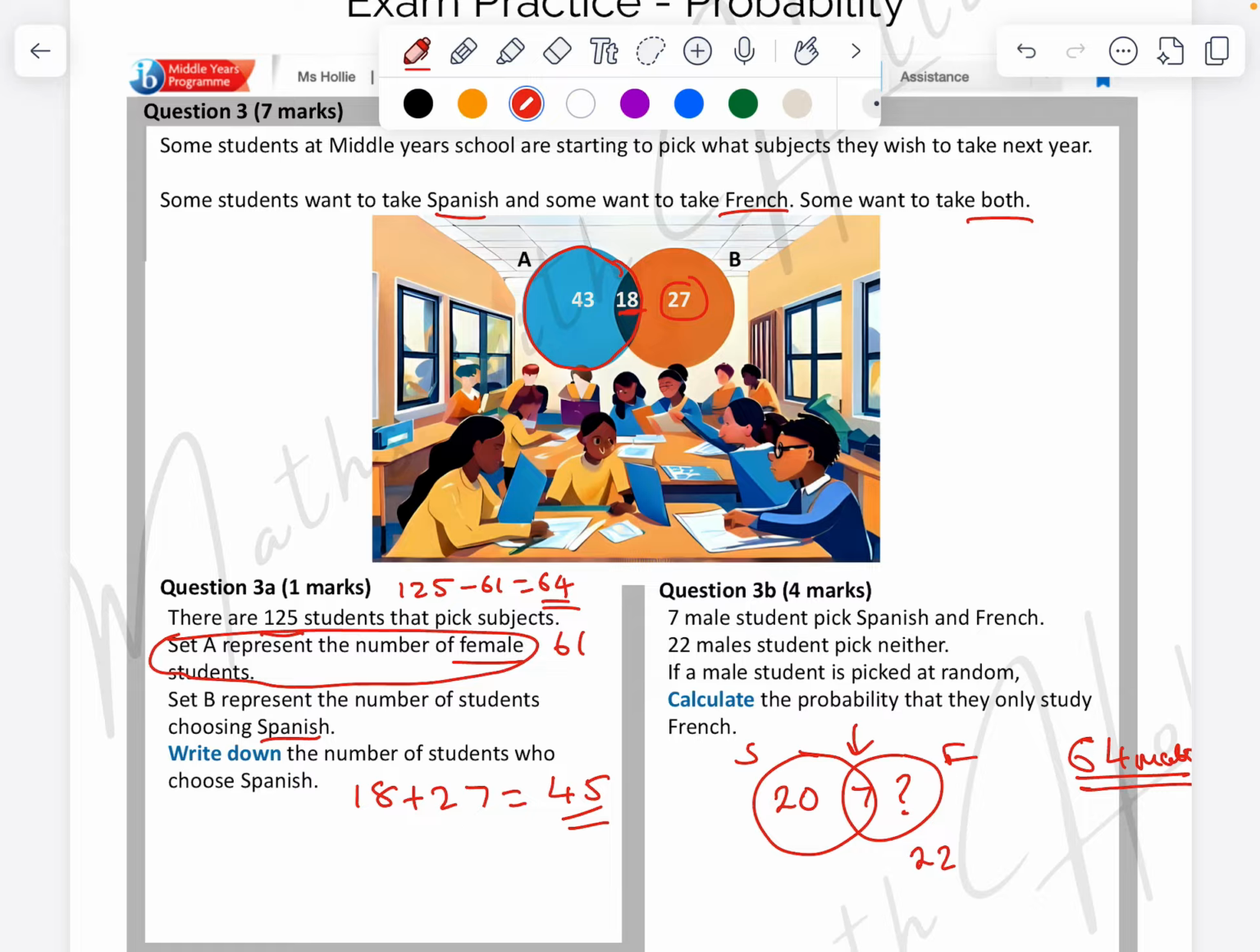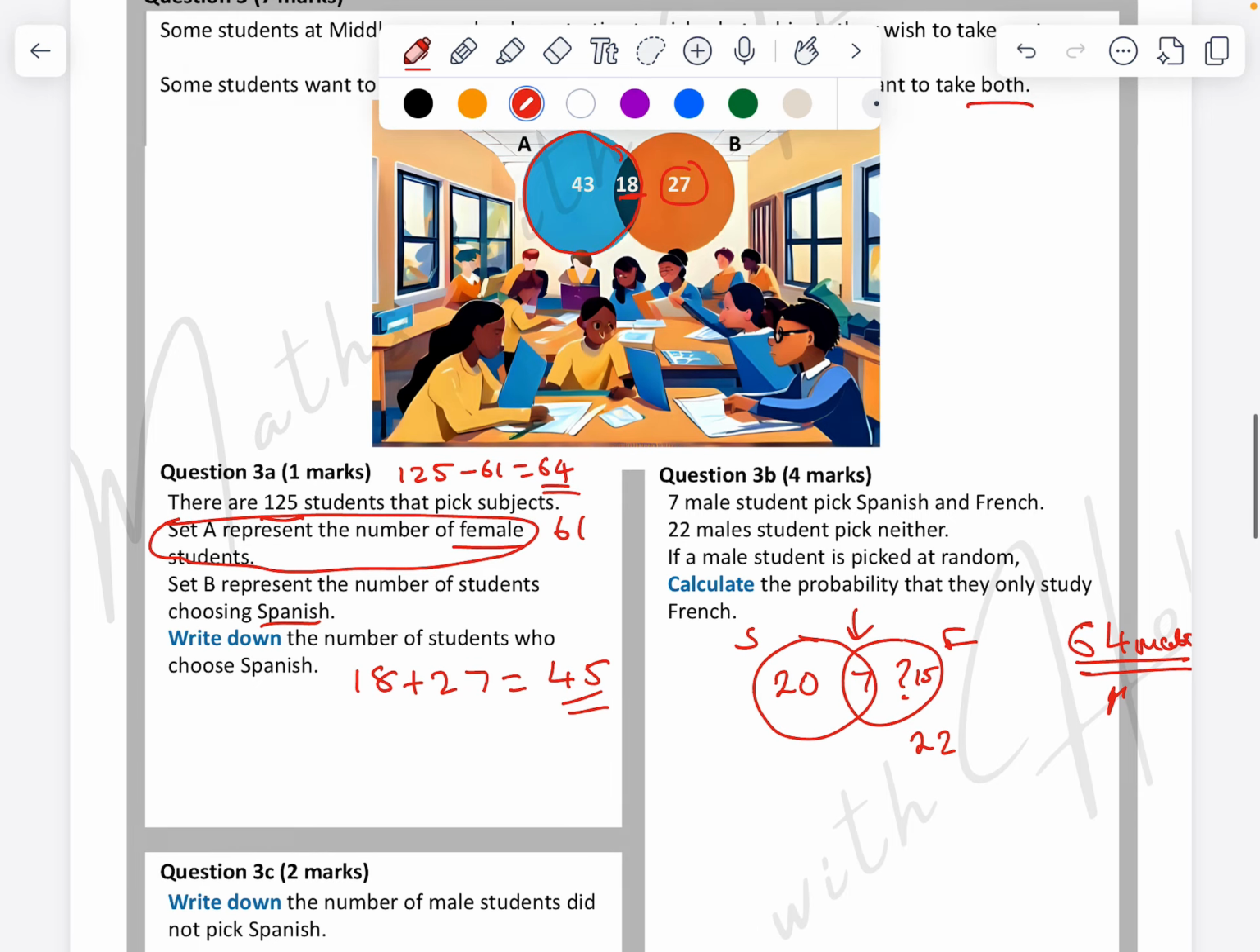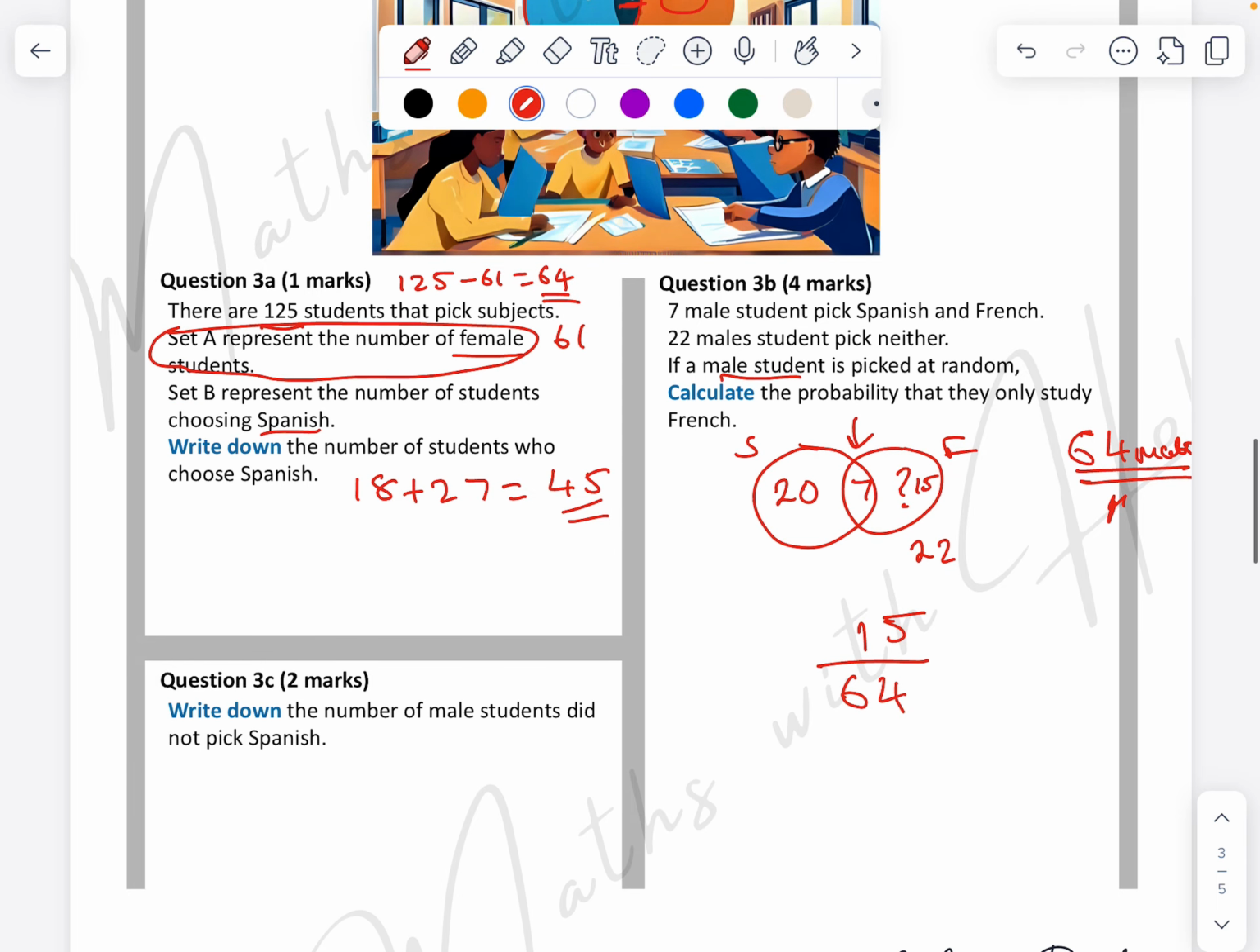So now I need to subtract 27 and 22 from 64. So if we do that, you're going to be left with 15. Double check it. 20 plus 7 plus 15 plus 22 will get you 64. So that means 15 boys will pick just French out of 64 boys. Okay? Because they're only picking out of male students.